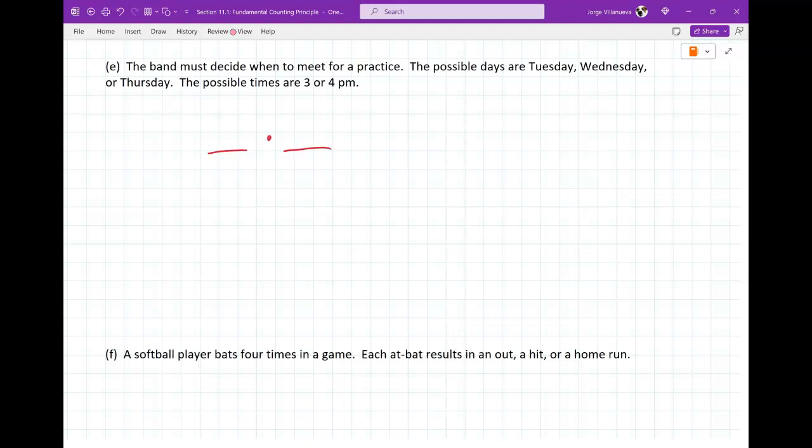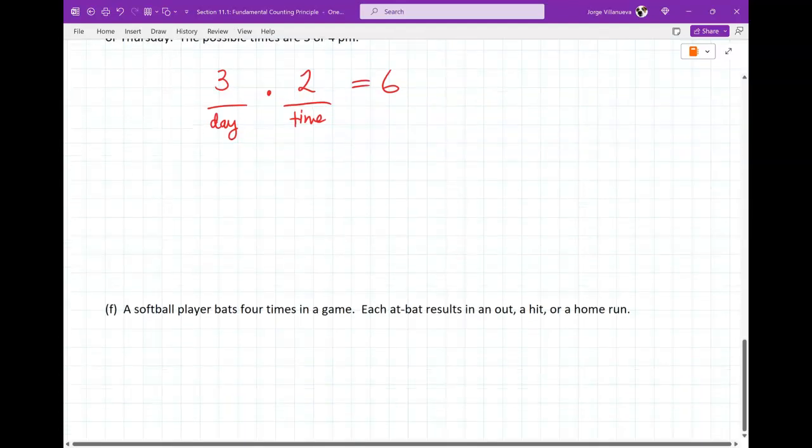All right, so what's my first event here? The day, right? What's my next event? Time, okay? How many days do I have in options? 3, and then how many times? 2. So yet again, 6 different ways. It could be Tuesday at 3, Tuesday at 4, Wednesday at 3, Wednesday at 4, Thursday at 3, Thursday at 4. 6 different ways. But I don't have to worry about doing that, what I just did, like think it through. I can just say 2 ways to do this, 3 ways to do that, so it's 6. 6 different ways. Right? So here we go, last one.